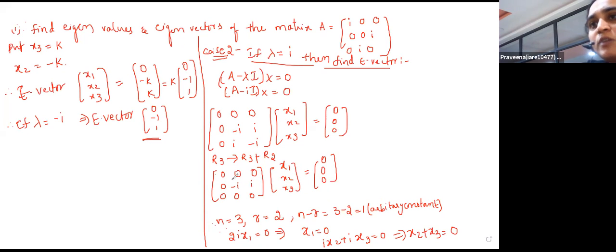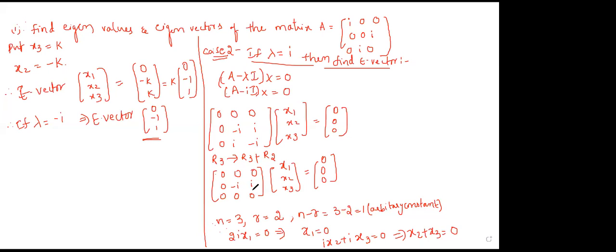Is there any possibility to make the second row as 0? No. Okay, na? Therefore, here number of non-zero rows, how many, ma? 1. Is it echelon form?